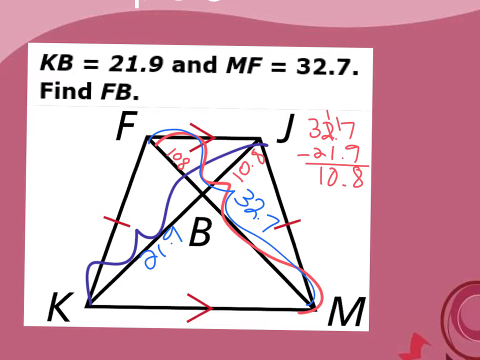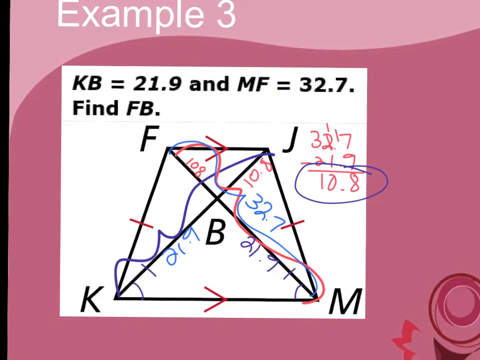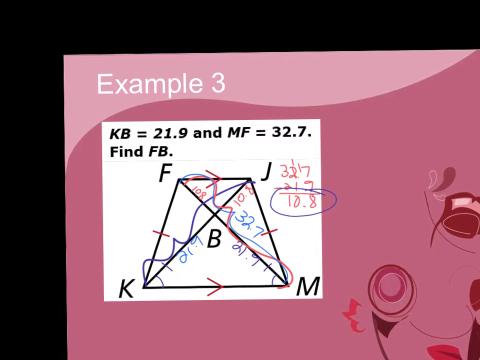Okay, again, think about these as isosceles triangles, right? So the other way I could have looked at it is that if the base angles are congruent, then these two are congruent. That 21.9 would go to both sides. Either way, you have to subtract it from 32.7. And I get 10.8. Questions on that one?